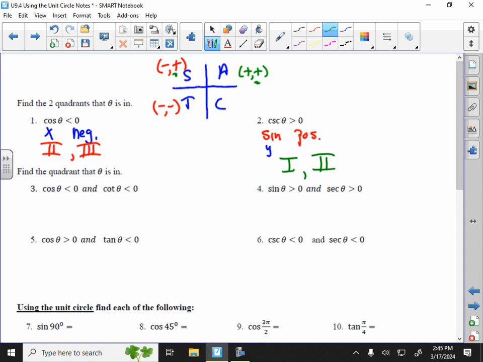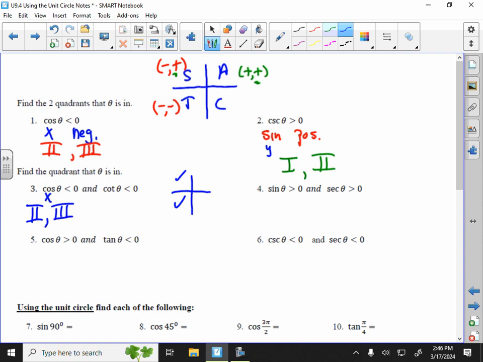All right, now questions 3 through 6 are basically the same thing. We're going to have 2 quadrants for each inequality, but then one of the quadrants is going to repeat, and the quadrant that repeats is going to be the actual answer. So the question says, find the quadrant that theta lies in where cosine is less than 0 and cotangent also has to be less than 0. We know cosine is x, and less than 0 means negative. So the x values would be negative here and here. So that's 2 and 3. Again, look at your unit circle.